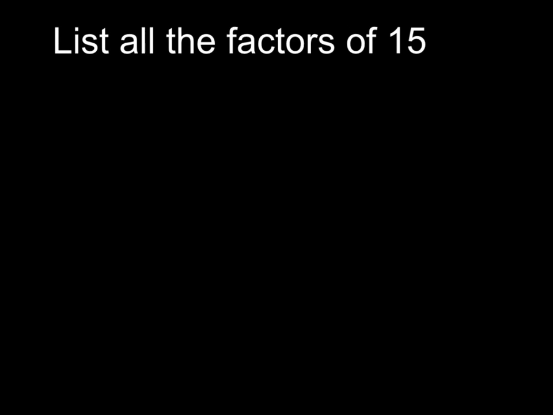Okay, so I'm going to be logical and start with 1, and we're going to see if we can divide 15 by 1. Well, 15 divided by 1 is 15, so therefore 1 is a factor of 15. Now, factors come in pairs, so we're going to try and find pairs of numbers that equal 15. So 15 divided by 1 is 15, so 1 multiplied by 15 is 15. So 15 is also a factor of 15.